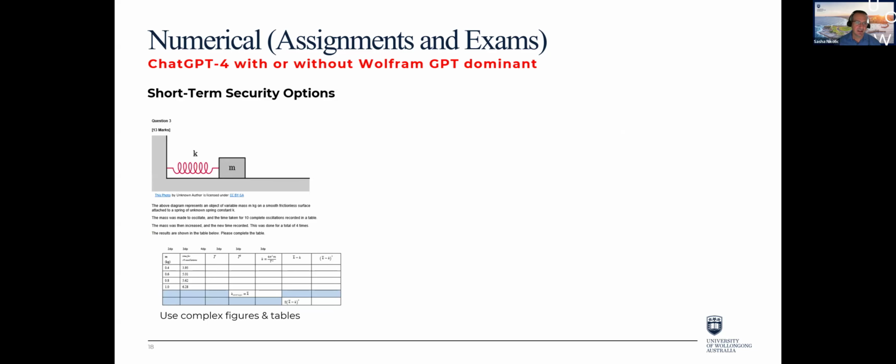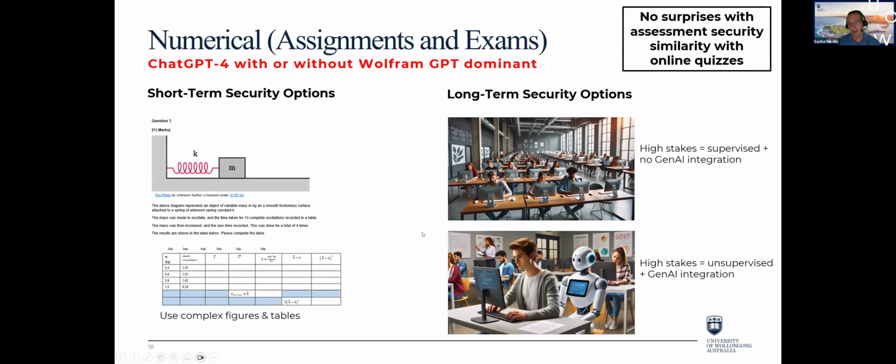Again, what you see is we can improve security short-term by using images and tables. And again, no surprises, the long-term security option is a supervised, no GenAI integration option, or changing our assessment tasks so the questions involve GenAI integration.